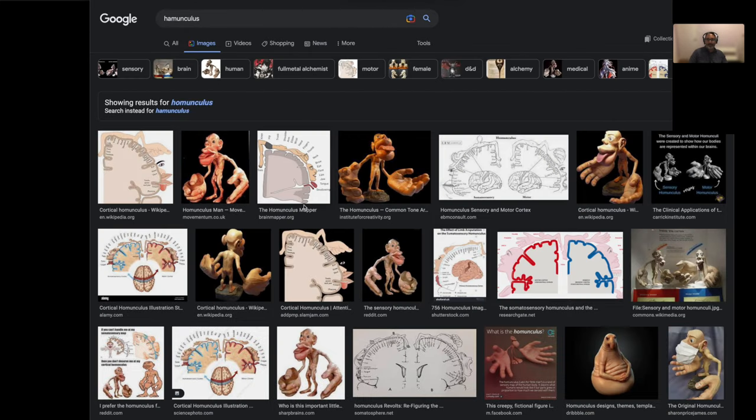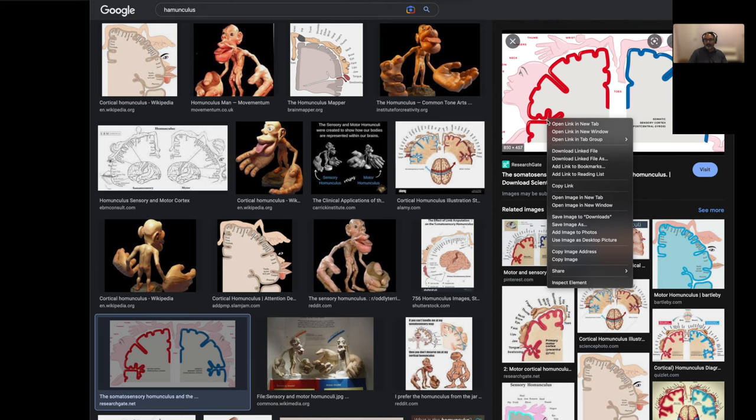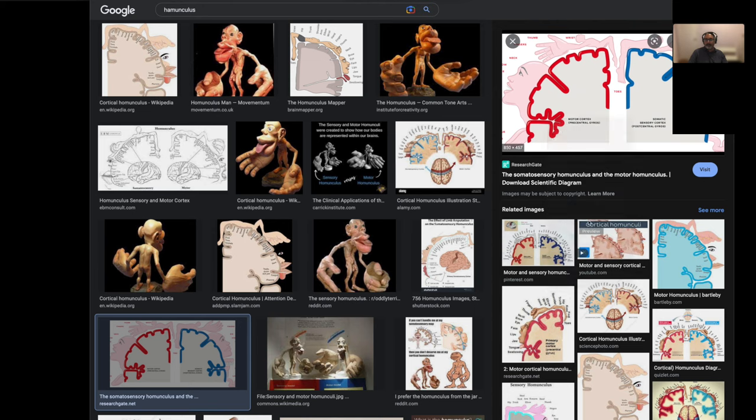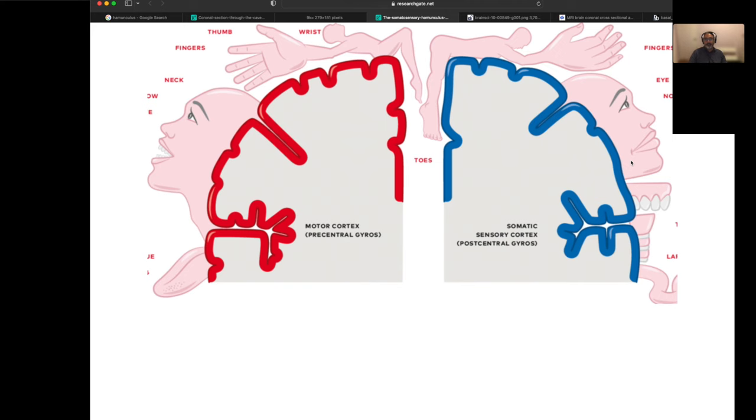Here, oh, this is a good image for the homunculus. So it's same for motor and sensory. So here you are. So this is the cerebral cortex. So your low limb, the pelvis is here actually. I don't know why they don't put the pelvis in every time. But your pelvis is in this area. And then it's your feet.